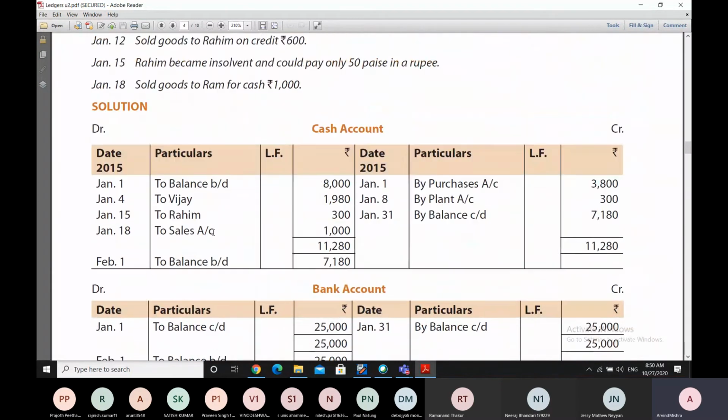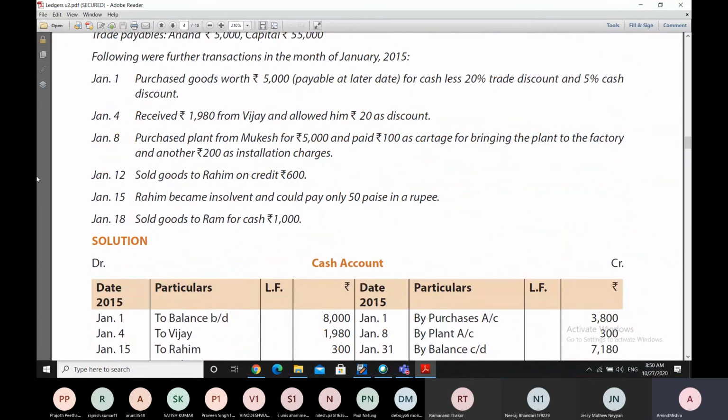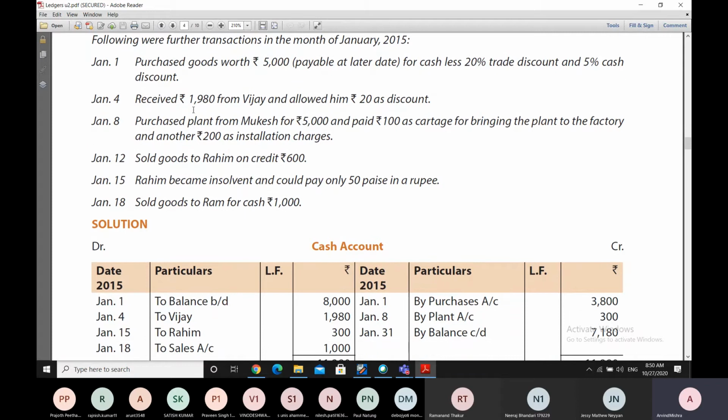Now let's look at the second transaction. In the second transaction, this person receives 1,980 rupees from Vijay, and he has allowed him 20 rupees as a discount while receiving this money from Vijay. Now, therefore, on January 4, we are receiving this money, which means that it will go into the cash account. The account being affected here, the cash account.